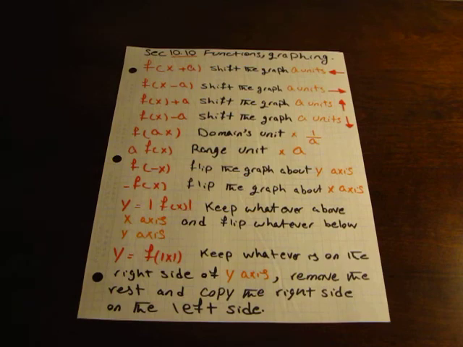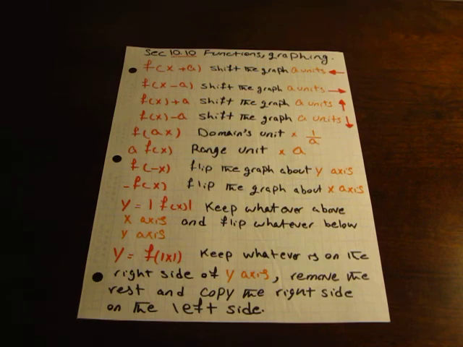So if we have y equals the absolute value of our function, what's the meaning of absolute value? It means all positive. So we're not going to have anything under the x-axis. So what we do, we keep whatever is above the x-axis and flip whatever is below the x-axis.